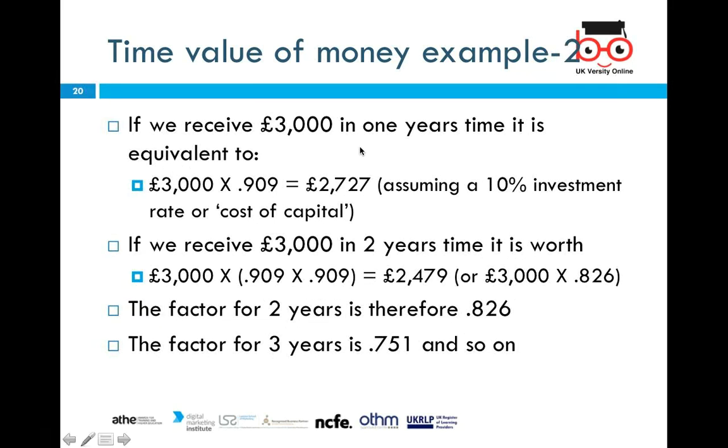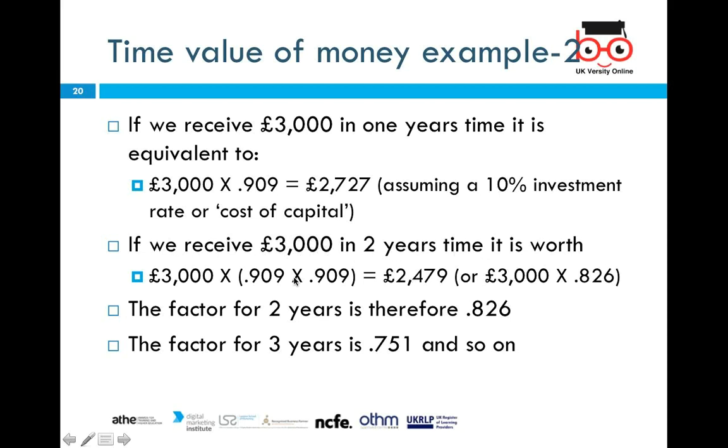So if you receive £3,000 for that payback example, in 1 year's time it is equivalent to 0.91, that's the discounting factor. So after 1 year, for the £3,000, with the 10% interest rate or discounting factor, that will come to £2,727.